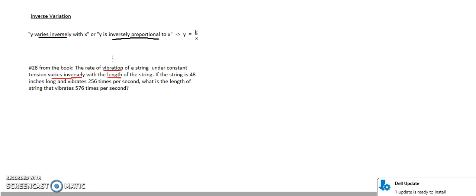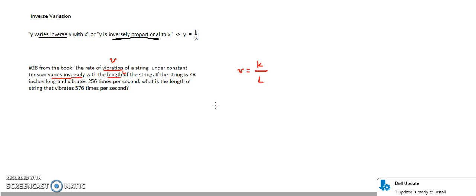All right, so since we're not given letters, let's make up our own letters that make sense. So let's use V for vibration, and let's use L for length. So we've got V varies inversely with L. If we look at our model up here, and we use V and L, we're going to have V equals K over L. L is going to go into the denominator this time. Okay, so that's step one, set up the equation.